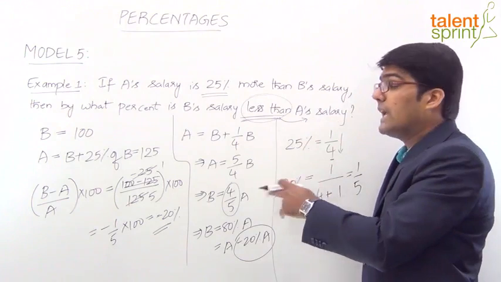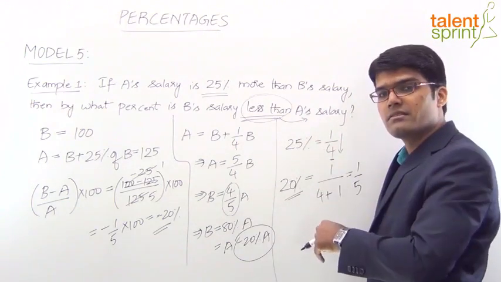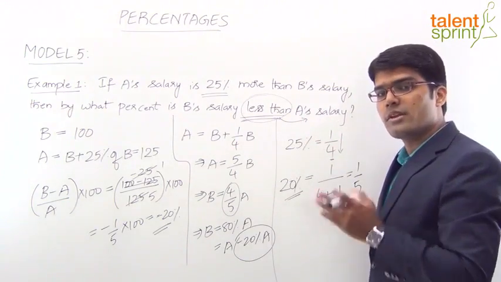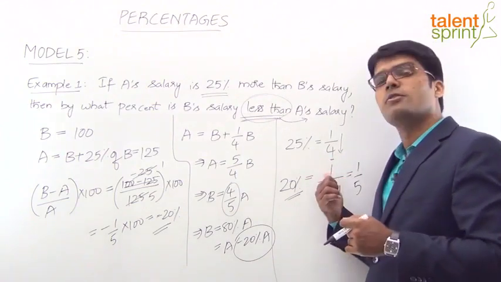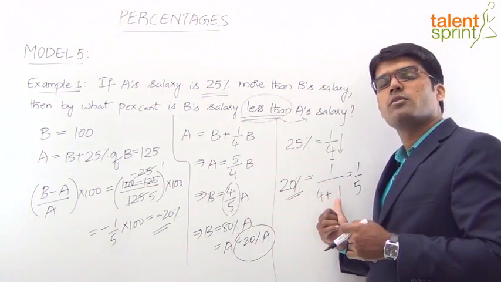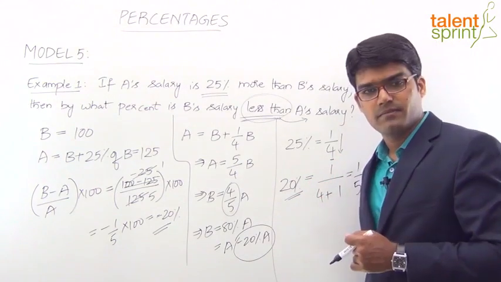25% is 1 by 4. I want less. I will reduce the fraction. I will only work on the denominator. So to reduce the fraction, I should increase the denominator. By how much will I increase the denominator? By the value given in the numerator. So 1 by 4 becomes 1 by 4 plus 1, which is 1 by 5. 1 by 5 is 20%.